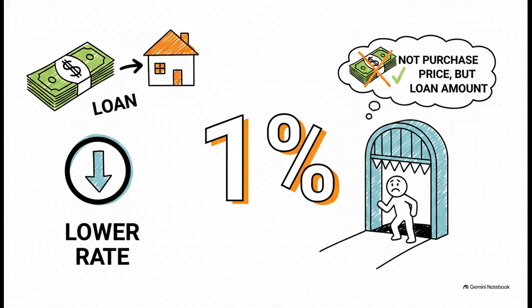Now notice the heavy emphasis on the word loan here. Discount points are essentially prepaid interest to lower a borrower's rate. And a discount point is always 1% of the loan amount, never ever the purchase price. If you calculate points based on the sales price, you are going to fall right through a massive exam trapdoor.